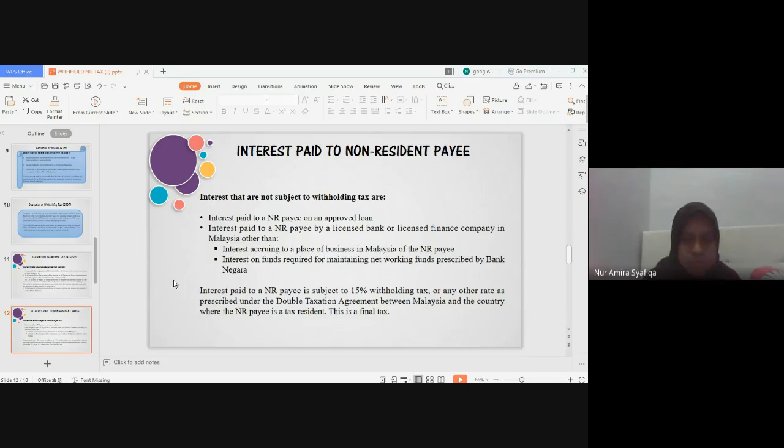Interest paid to a non-resident payee is subject to 15% withholding tax or any other rate as prescribed under the double taxation agreement between Malaysia and the country where the non-resident payee is a tax resident.